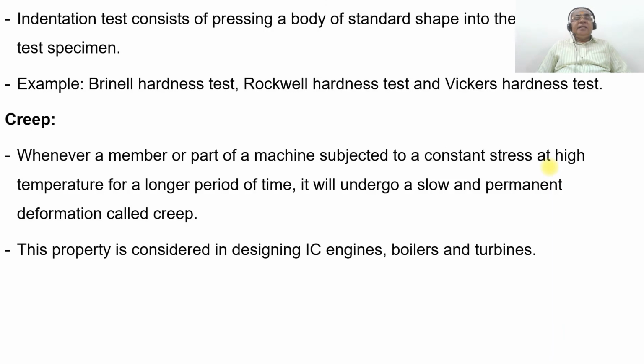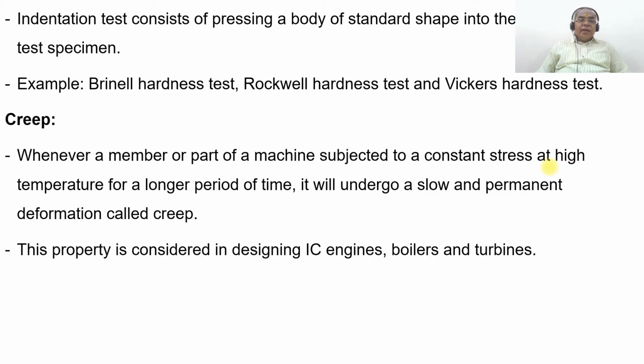The indentation test consists of pressing a body of standard shape into the surface of the test specimen. Indentation is basically like Rockwell and Brinell hardness, where we bring the ball indenter just to touch the surface of the material, and then apply the load. Then how much penetration takes place inside the specimen, based on that, we decide the hardness of the specimen. Examples are the Brinell hardness test, the Rockwell hardness test, and the Vickers hardness test.